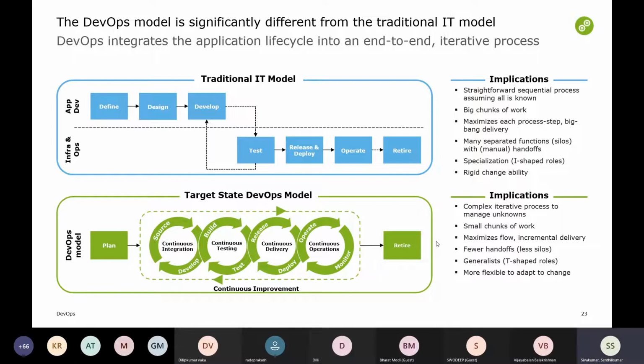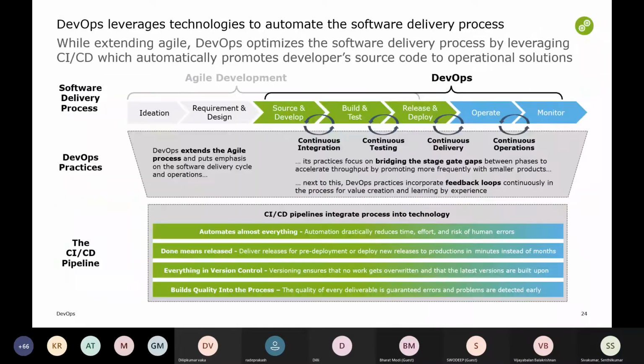The next one is that DevOps leverages technologies to automate the software delivery process. In this case, what are the three main components we take? The first is the software delivery process, then DevOps practice, and the CI/CD pipeline. What are the phases of the software delivery process? It consists of ideation, requirements and design, source development, build, test, release, deploy, operate, and monitoring.